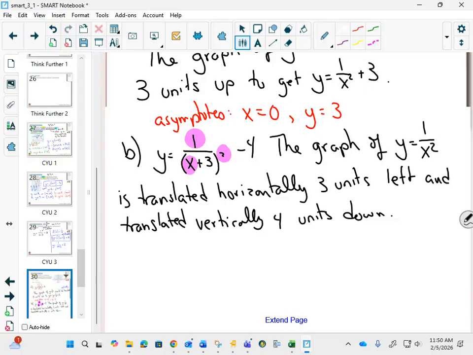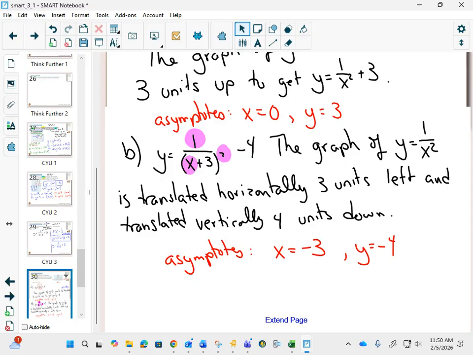What would happen to our asymptotes? Well, moving left and right would change the vertical one. Three units left will change x equals 0 to x equals minus 3. And 4 units down changes the other one. If they actually ask me to graph it, asymptotes are super helpful in graphing. I always start with them. Draw your asymptotes first. Where are they going to be? Then you can move the rest of the graph afterwards. It makes it really, really easy.